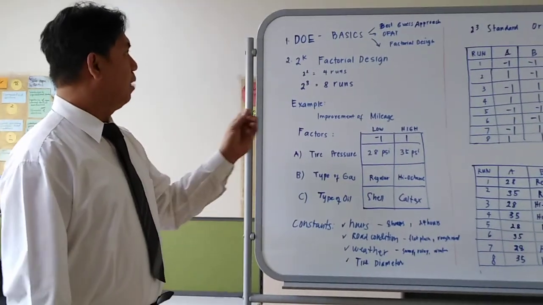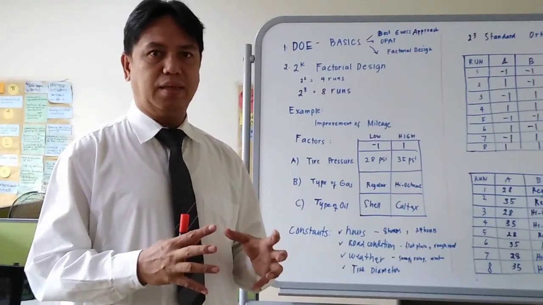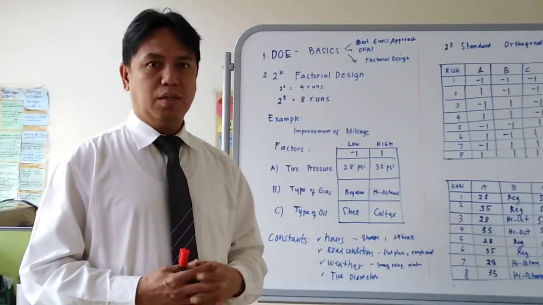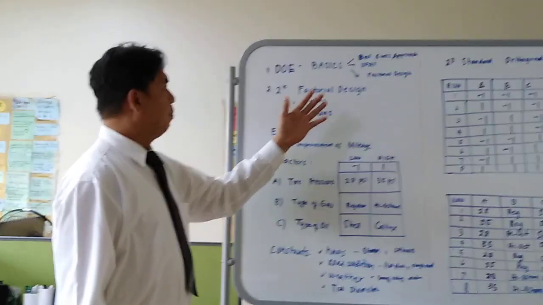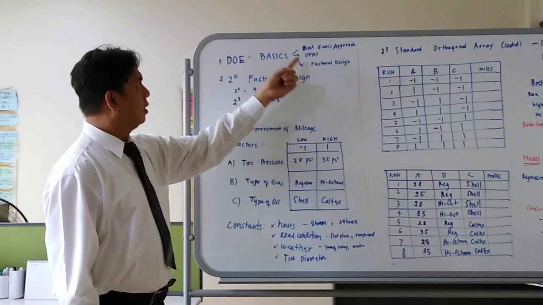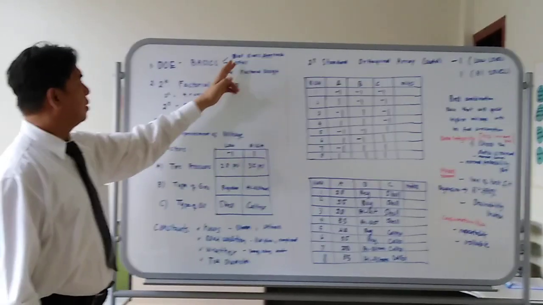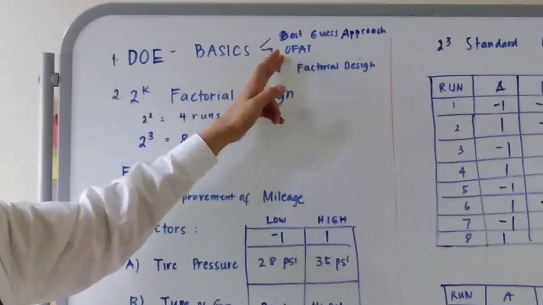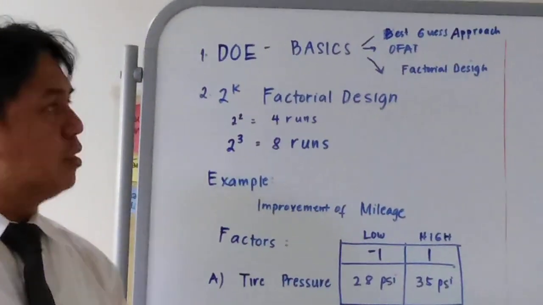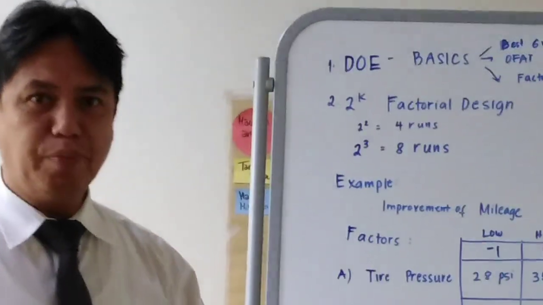Design of experiments is used for improvement if we have to investigate an output and what are the factors or parameters involved. A lot of people do experiments for that purpose, and I want to discuss first the different types. There are three types: best guess approach, OFAT or one factor at a time, and factorial design.